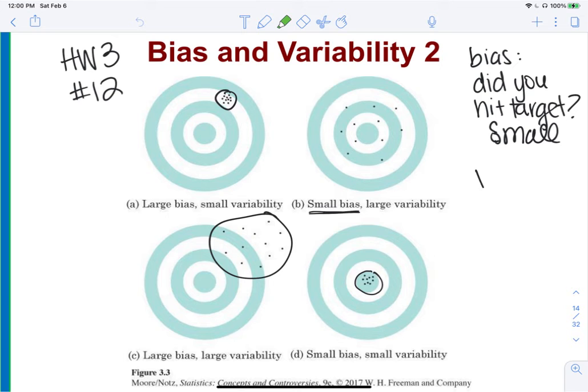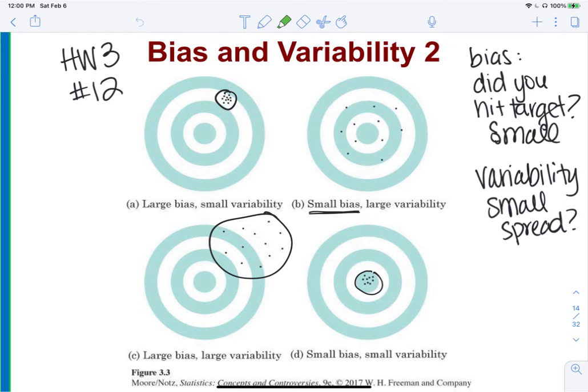Now, your variability is how spread out you are. Do you have small spread? Are they close together? Then you would have small variability. So on the top left and the bottom right, those two are very close together. So they have small variability because all of the values are close together. Whereas the other two are quite spread out. And so that would be large variability because they are spread out.